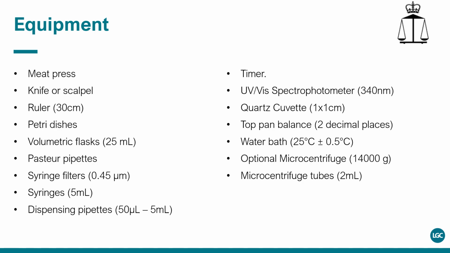Cuvette dimensions are 1 cm by 1 cm. Top pan balance, capable of measuring to 2 decimal places. Water bath, capable of maintaining 25 degrees C plus or minus 0.5 degrees C. Optional microcentrifuge, capable of centrifugation up to 14,000 G. Microcentrifuge tubes, volume of 2 ml.